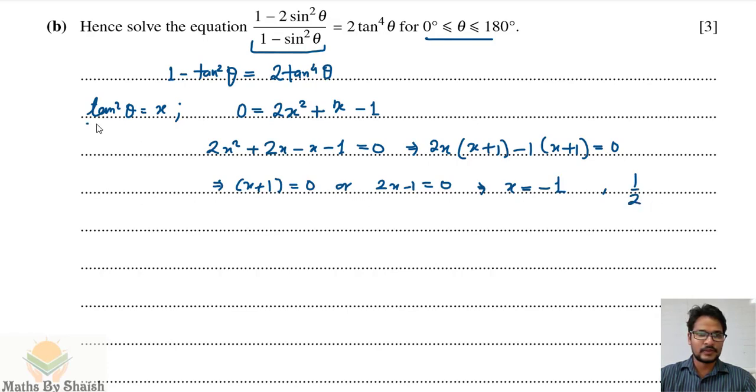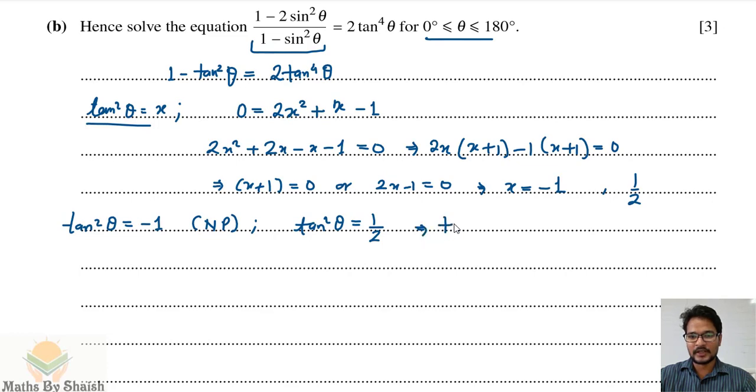And since tan square theta is x, tan square theta would be minus 1, and that is not possible because a square number cannot be negative in the real situation. And then the next one is tan square theta equals 1 over 2, and from here we can get tan theta as plus minus 1 over root 2. And then we have two values of theta.